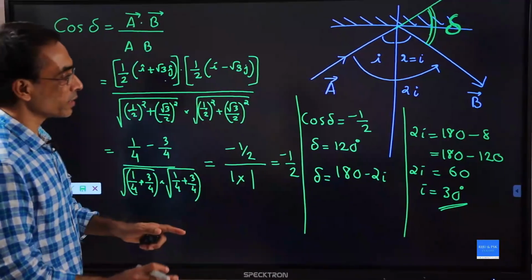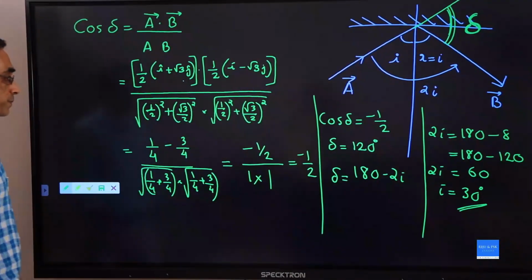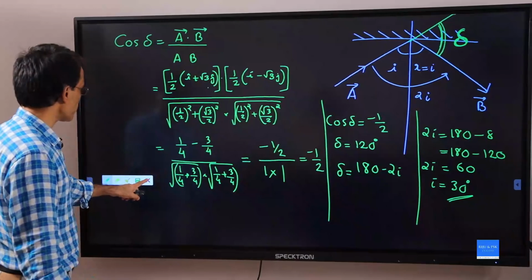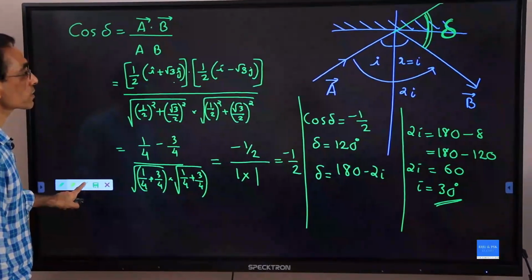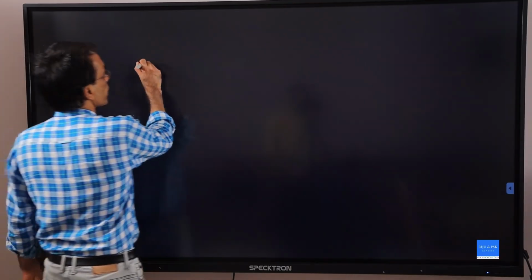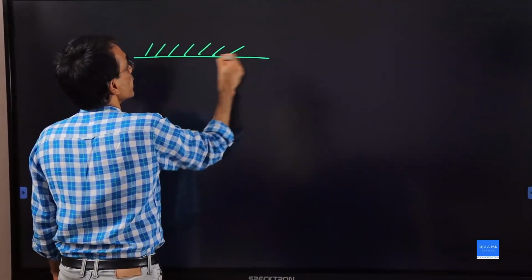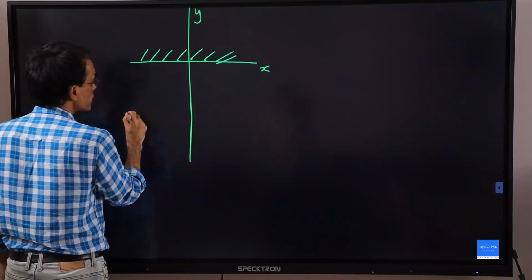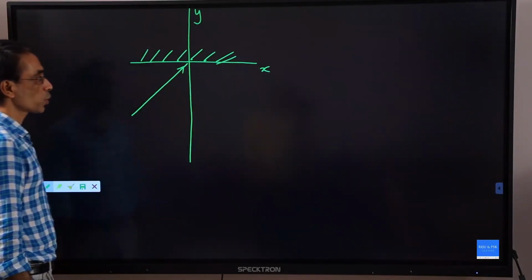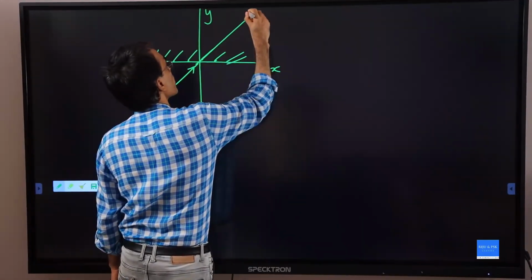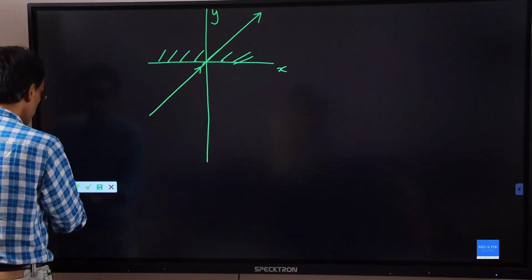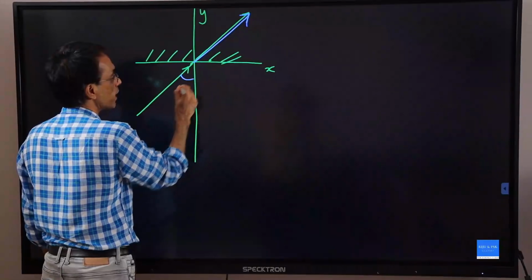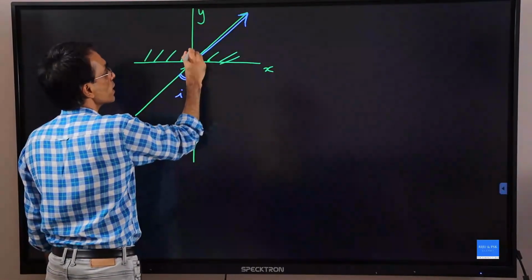If you know vectors, you can do this very easily. I will tell you how. So I am doing the easy part. Let me clear this. See here, this was your mirror. Consider this as the y-axis and this as the x-axis. Your incident vector was coming like this. This vector can be extended up to this point, because the direction is the same. So your extended vector is this. This is the normal.